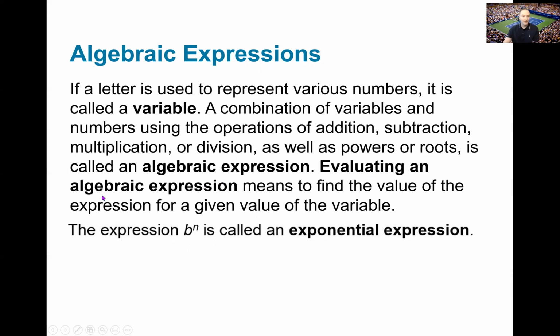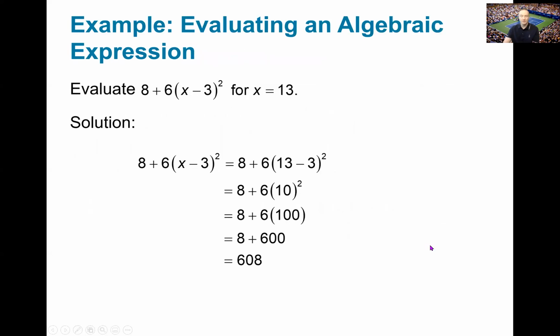Now when we evaluate an algebraic expression, it means to find the value of the expression for the given value of the variable. So we plug things in for those letters that are called variables that we don't know in the given problem. B to the n is called an exponential expression. We can still call it an algebraic expression, but anytime you have a variable exponent and a constant base, the variable is in the exponent, thus we call that an exponential expression.